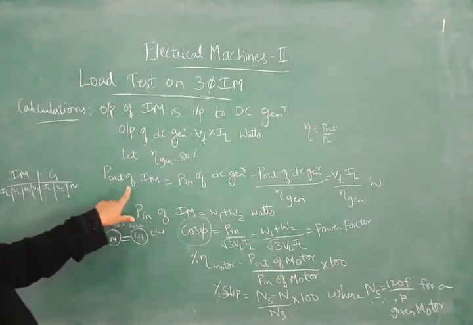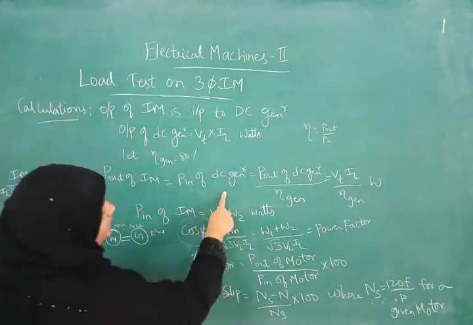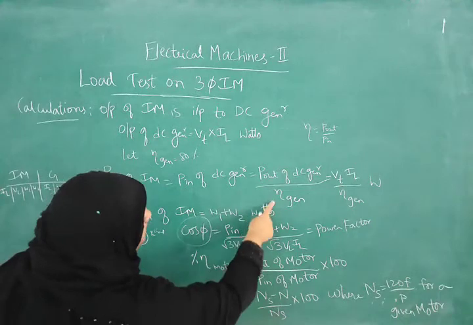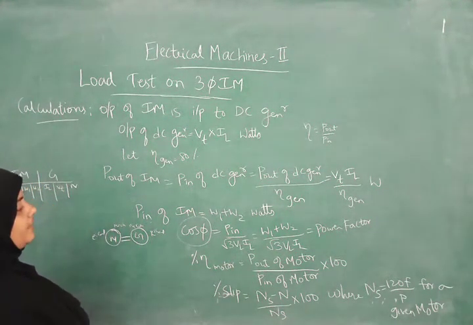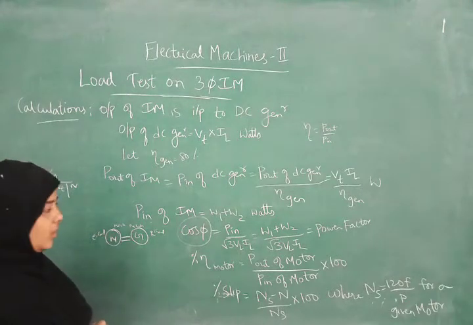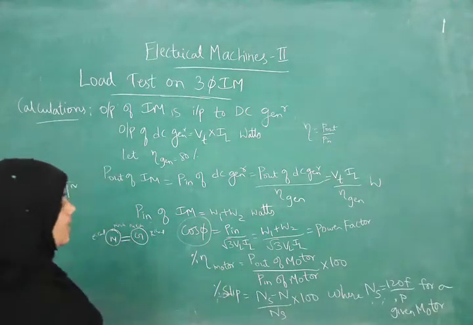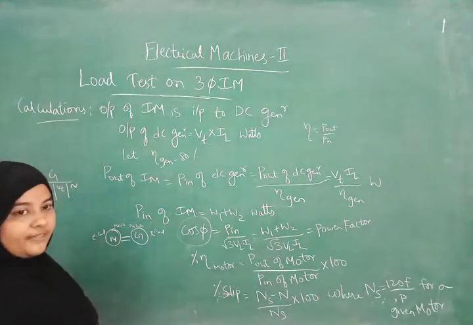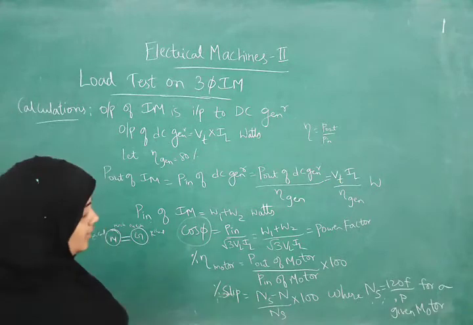That is, output of motor is equal to input of generator, and this input of generator can be written as output of generator by efficiency of generator, that is VTIL by efficiency of generator. Power factor we are finding out. Power factor is W1 plus W2 by root 3 VLIL. We are calculating also efficiency of motor, that is output power of motor by input power of motor.